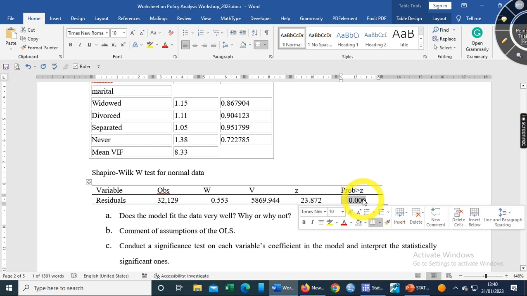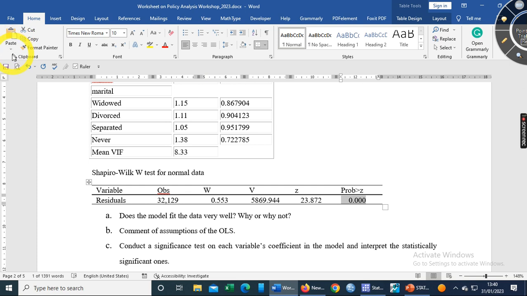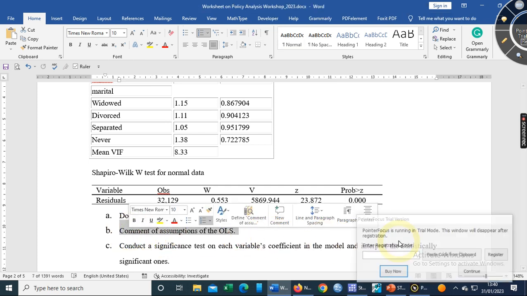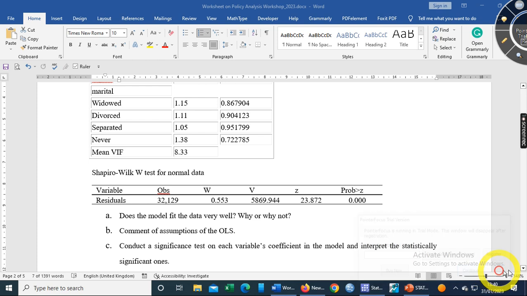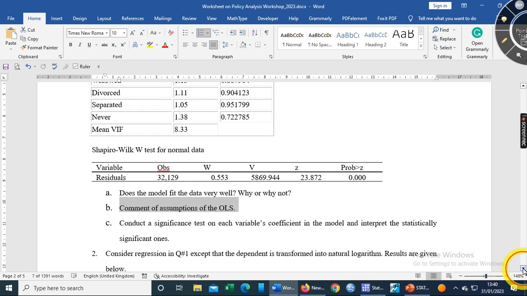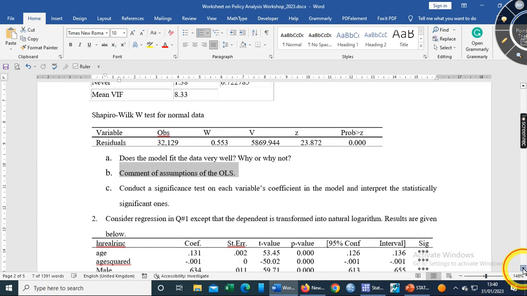Since the p-value is less than 0.05, we reject the null hypothesis in this case. So we are done with comments on assumptions of the linear regression, classical linear regression models, or the ordinary least squares model.